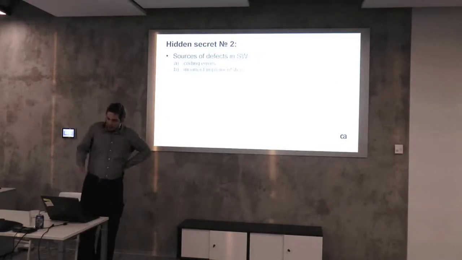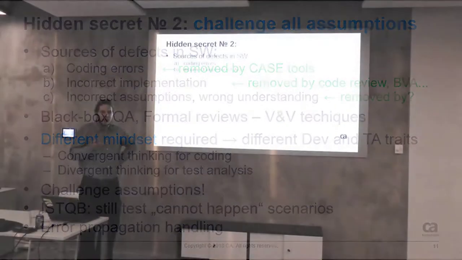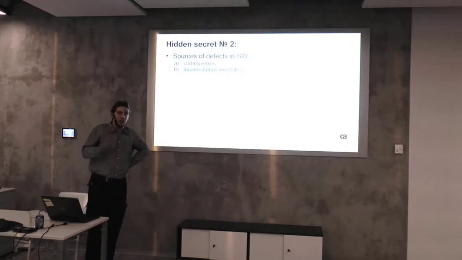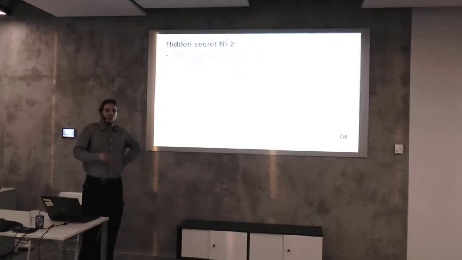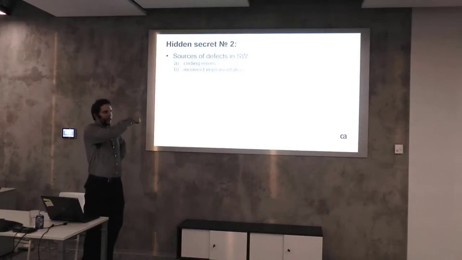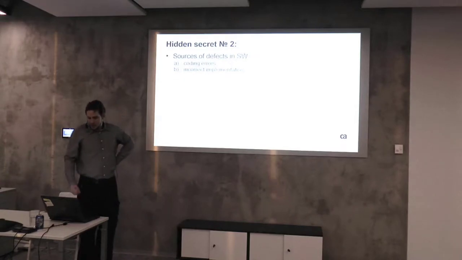The second source of defects is incorrect implementation. You thought you were doing it right, but you're actually not. The code is working itself, so the computer-aided software engineering tools cannot discover it, but your colleague with an independent set of eyes can see that this if statement should have checked greater or equal, not only greater than. So that can be removed by code reviews.